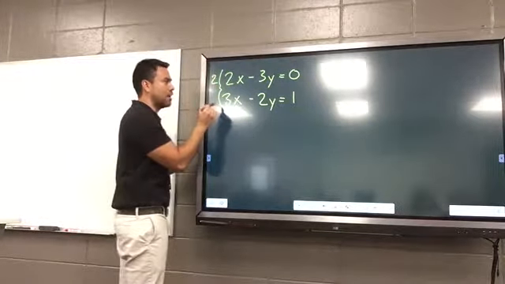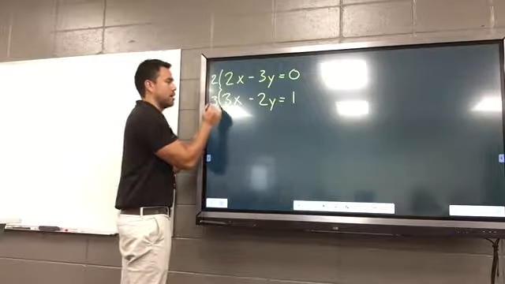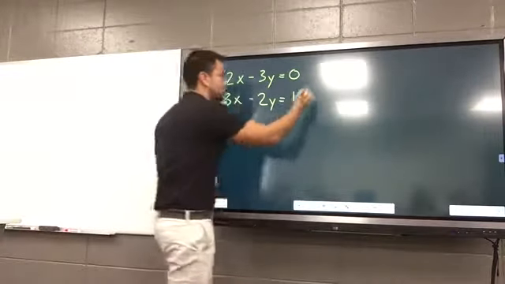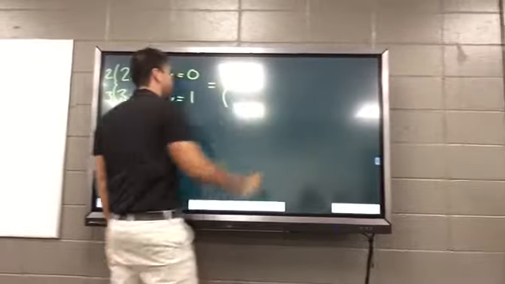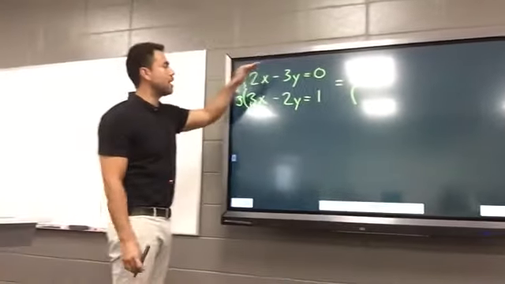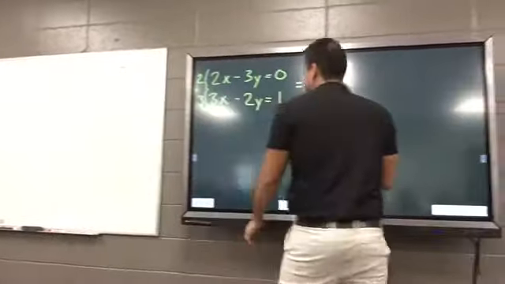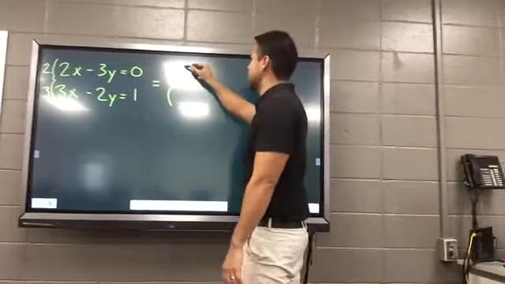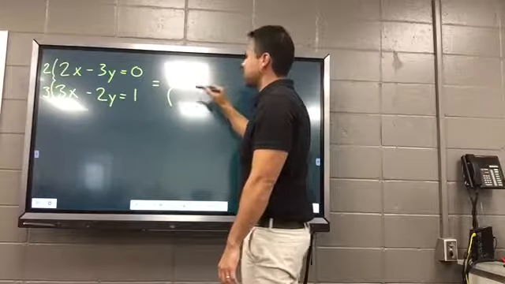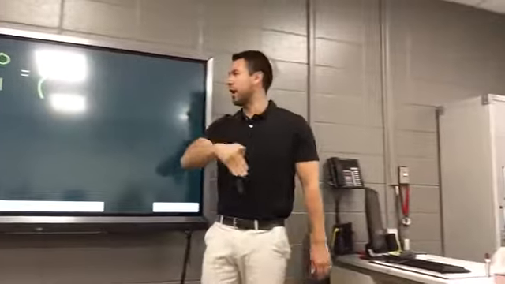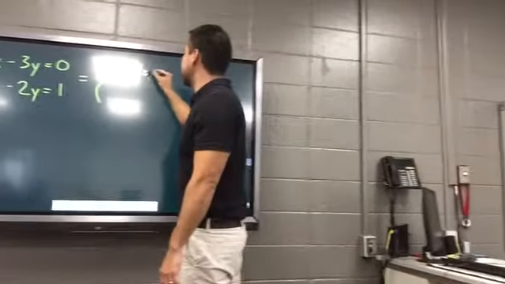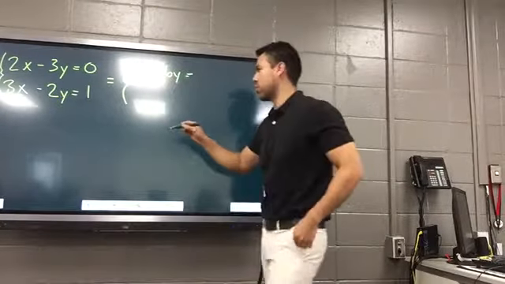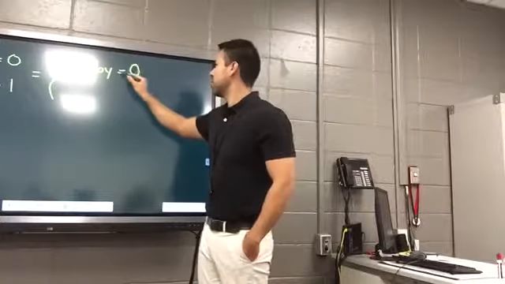And the bottom one by? 3. Because, and you're like, well, why those? And why in that order? When you multiply them out, you're going to see that something works out well. What's 2 times 2x? 4x. What's 2 times -3y? -6y. What's 2 times 0? 0.